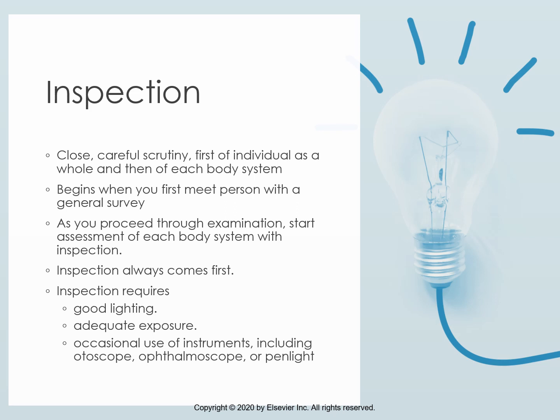Inspection begins when you first meet a person with the general survey. As you proceed through the exam, you will begin with inspection. Remember, inspection always comes first. Requirements for inspection include good lighting and adequate exposure. Even though you may have to expose the patient for a thorough exam, please remember to respect patient dignity and only expose the body part being inspected. There are many instruments you can use for inspection. However, for the purpose of this course, we will be using primarily a pen light.